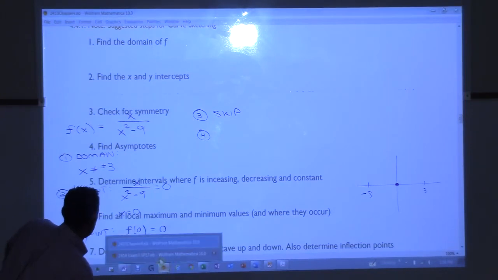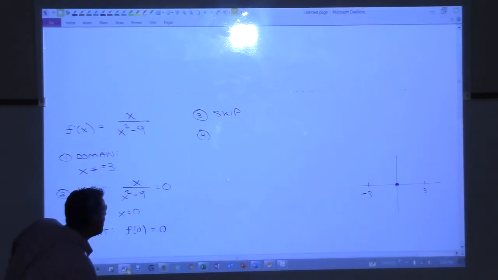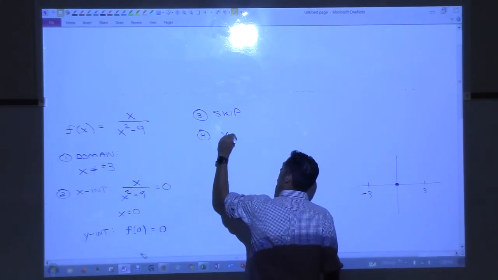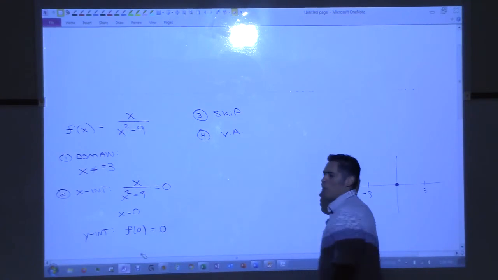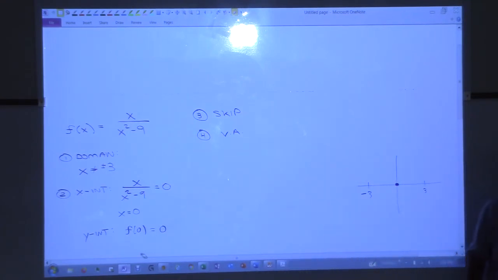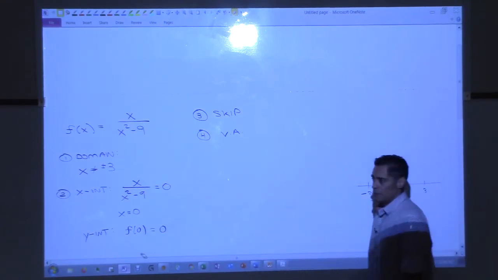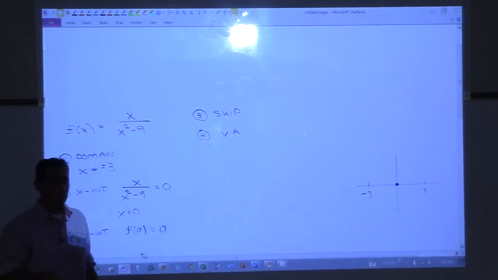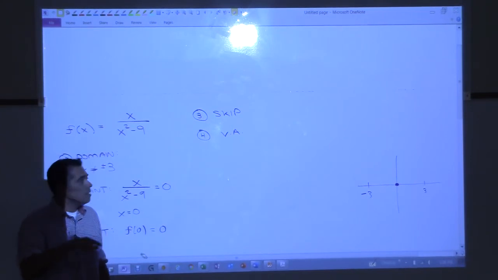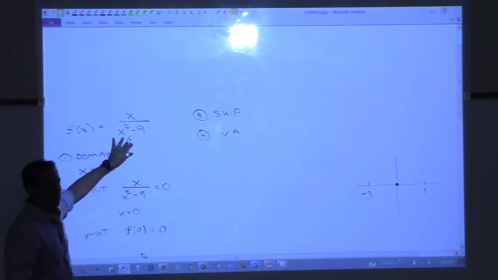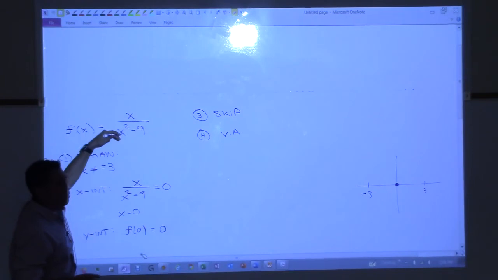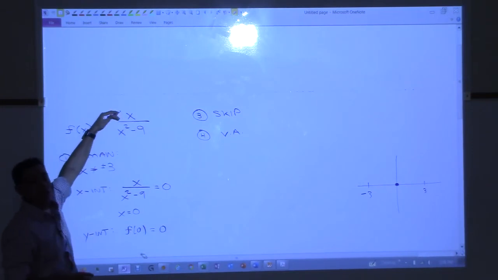Asymptotes. Okay, so for asymptotes, we have two types of asymptotes to look for, vertical and horizontal. So let's look at vertical asymptotes first. So where would you ever have a vertical asymptote on a function? They would occur whenever the denominator is 0 and the numerator is not 0. So we already know what makes the denominator 0. 3 and negative 3, right? And not only do we know that, but at 3 and negative 3, we get 0 on the bottom, but we get something non-zero on the top.